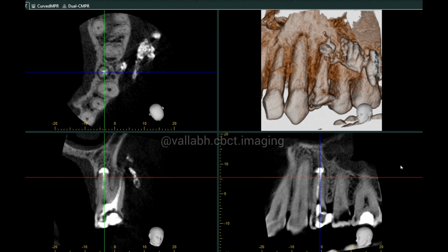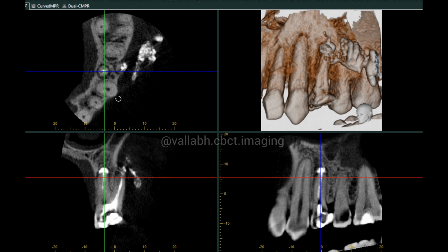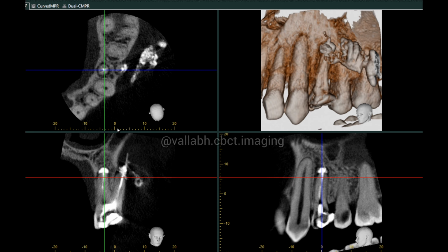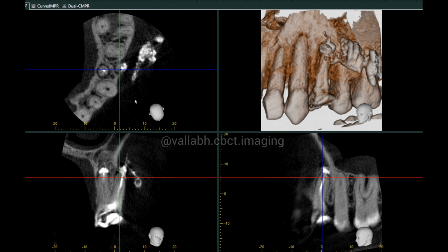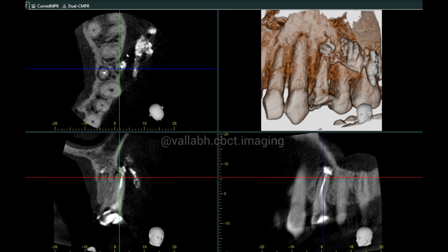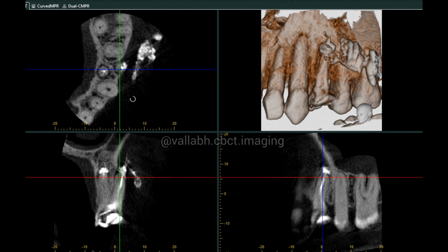Vallabh Chawla, and today we'll be doing a case report on apical extrusion of gutta percha or radiopaque sealer in the buccal vestibule area that is caused during endodontic treatment. Apical extrusion of gutta percha during root canal treatment means the obturating material extends beyond the root apex, beyond the apical foramen, into the periapical tissues.